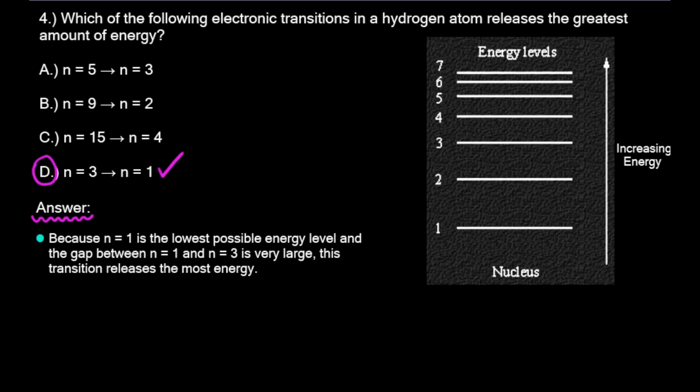Remember, the largest energy release occurs when the electron drops from any higher energy level to a very low energy level like n equals 1. Let's move on to question number 5.